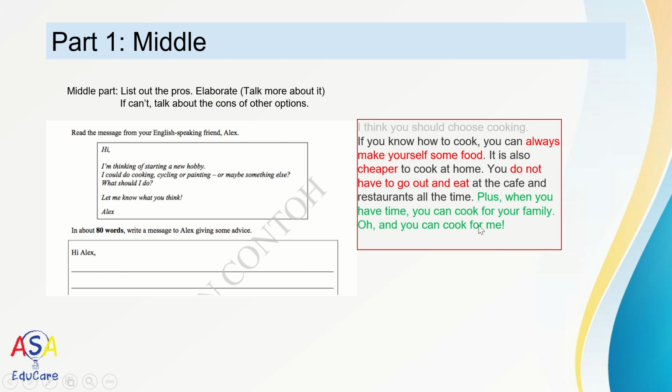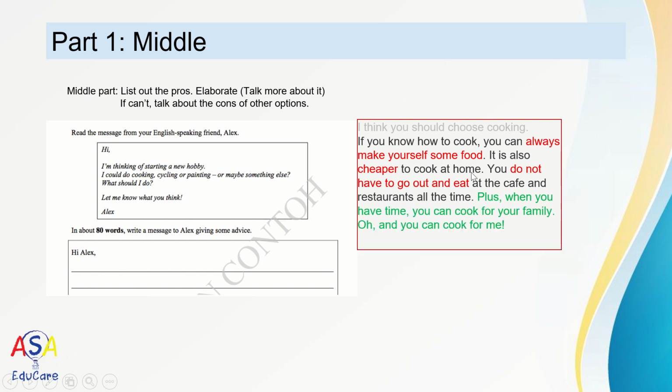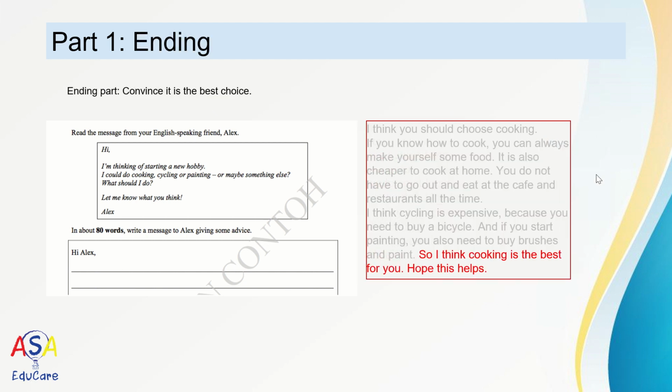Okay, if you can't write too much, this green part, you can always write about the disadvantage of cycling and painting. I already talked about how cycling is very expensive, because you need to buy a bicycle. And if you start painting, you also need to buy brushes and paint and drawing blocks. Don't need to write so much. 2 is enough. Here, 1 point is enough. Remember, 80 words. You can either choose the previous one or this one. Both also acceptable.